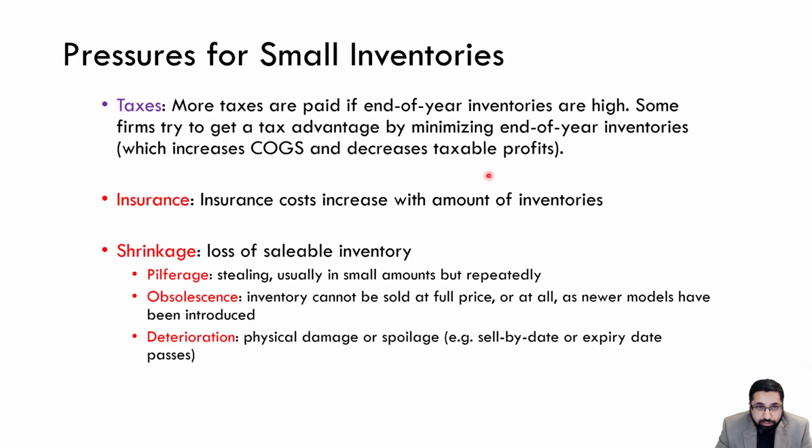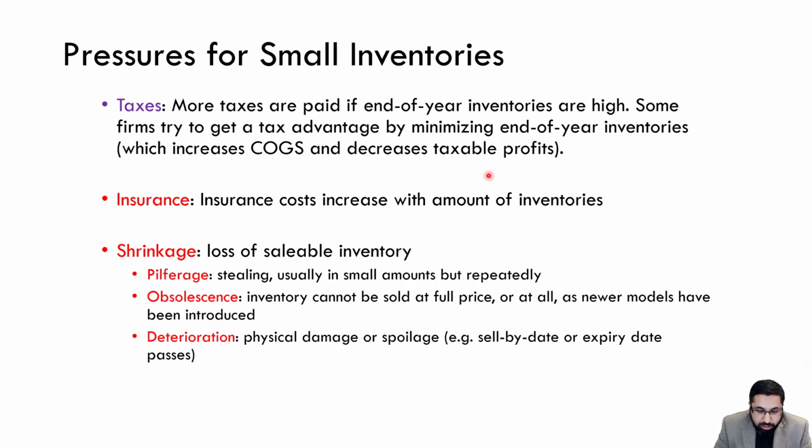Then other pressures for small inventories include insurance, which is another type of cost. If you don't insure the inventory, there could be loss by theft or acts of nature, like floodings, other things like that. There could be shrinkage, which is to do with the amount of inventory you have. Some of it is lost. How? There could be pilferage. Somebody could be stealing it.